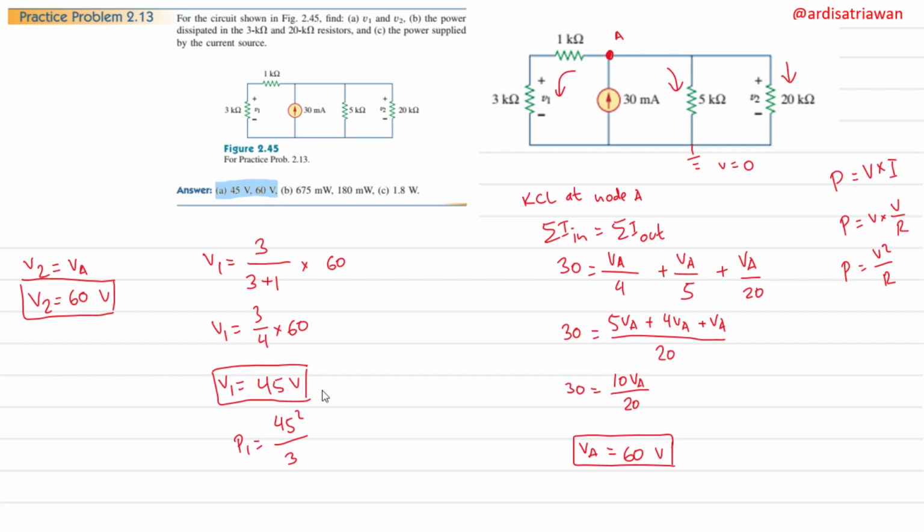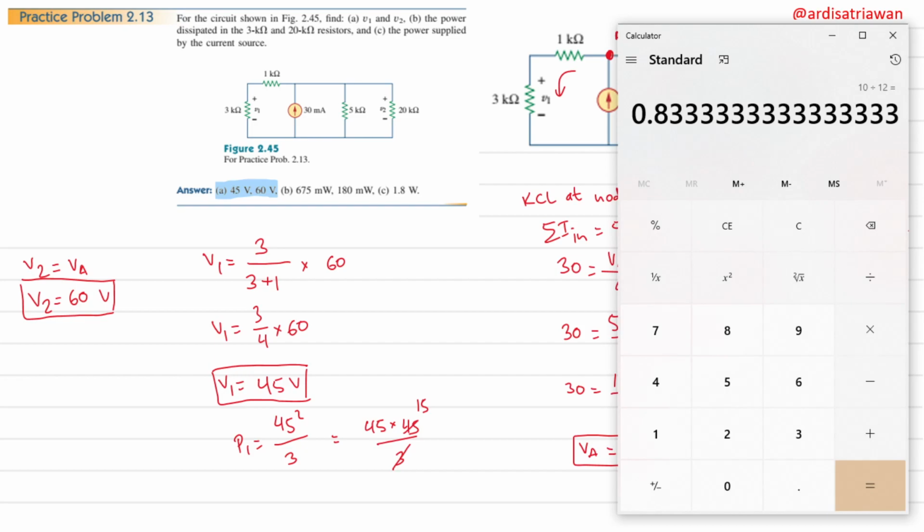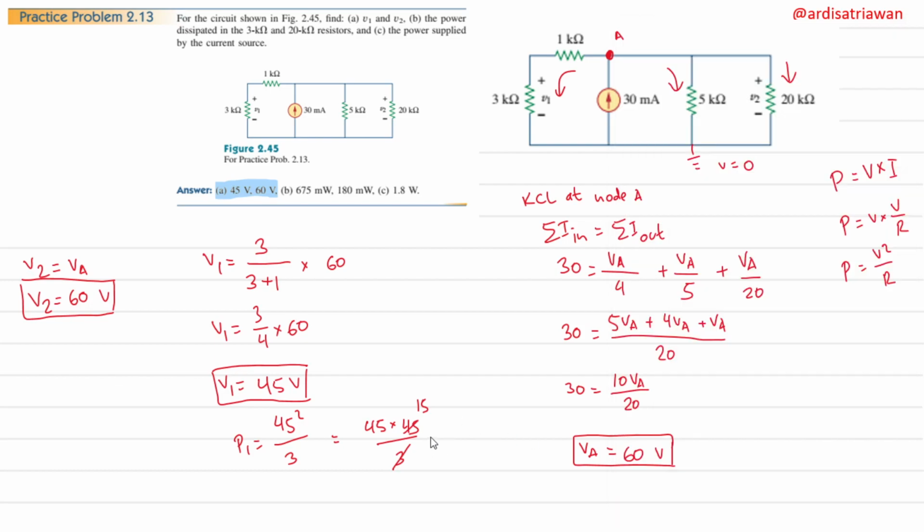So let's do that. That is 45 multiplied by 45 divided by 3. And we have 3 and 15 here. And 45 multiplied by 15, what is it? 45 multiplied by 15 is 675. So 675. And because this is kilo, so this will be milliwatt.